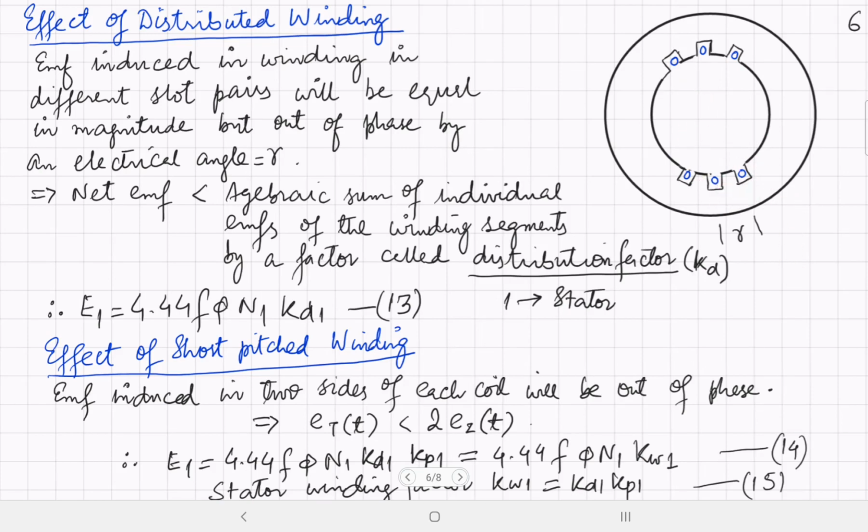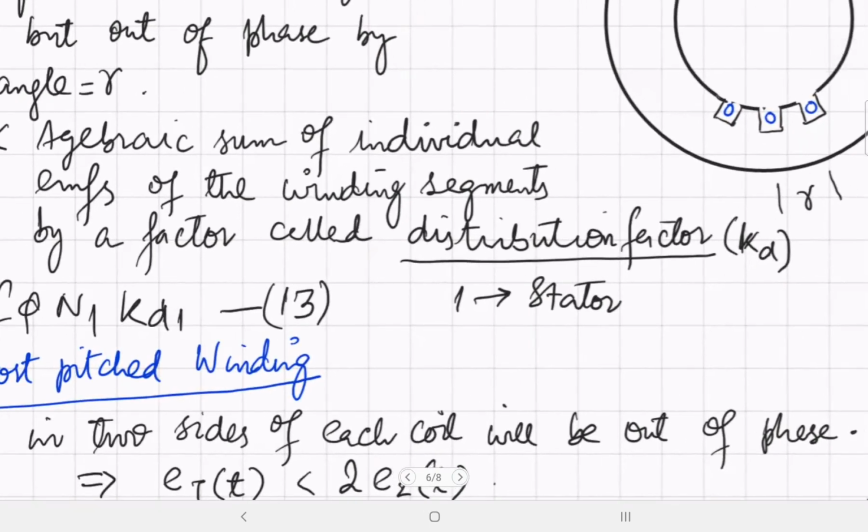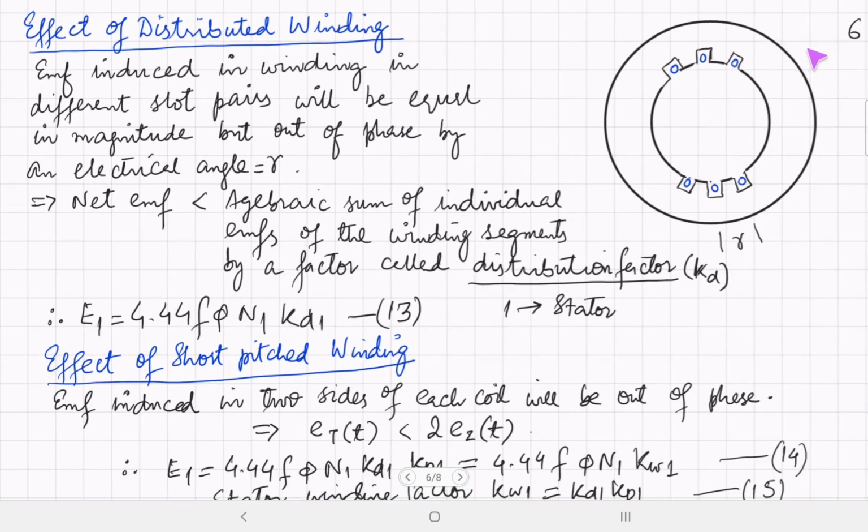And now, since there is a phase displacement of gamma between the three phasors, the net EMF will be less than the algebraic sum of the three EMFs. So what we see is the net EMF is less than the algebraic sum of the individual EMFs of the winding segments, and the factor by which it will be lesser is known as the distribution factor, and it is usually denoted by KD. Some authors call it the breadth factor and denote it by KB.